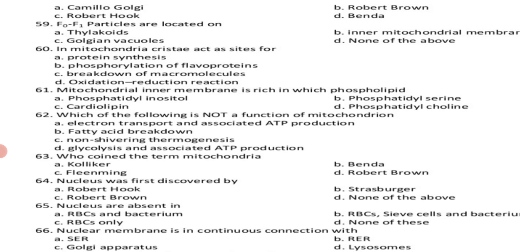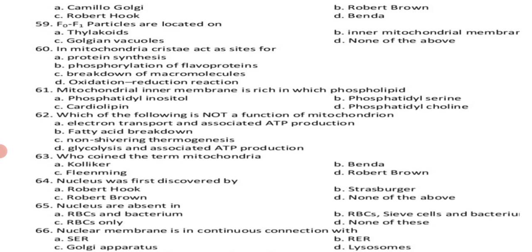Question number 63. Who coined the term mitochondria? Option B, that is Carl Benda. He first gave the term mitochondria. Question number 64. Nucleus was first discovered by. Option C, that is Robert Brown. He first described a nucleus. He was a Scottish botanist. He is famous for the phenomenon of Brownian movement and cytoplasmic streaming.